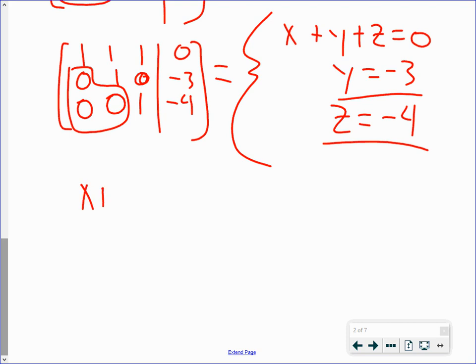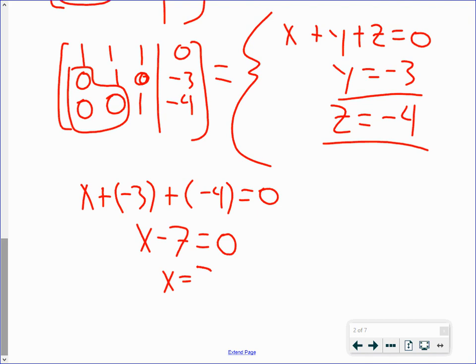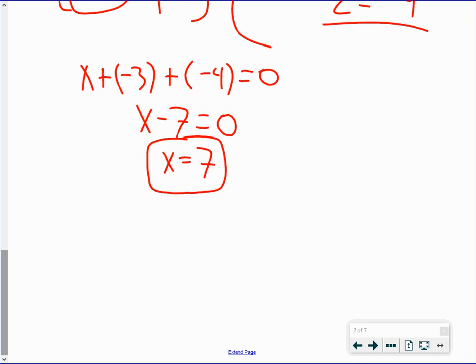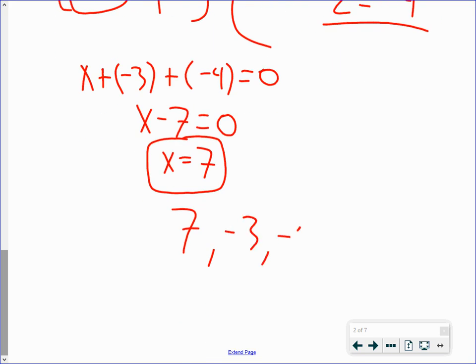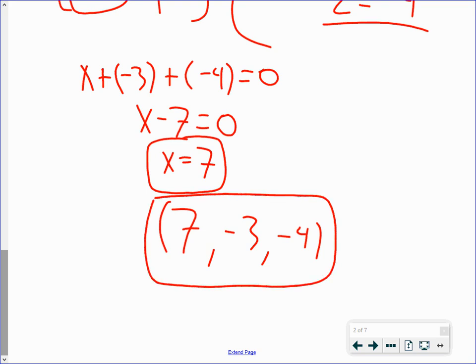So we know x plus our y value, which is negative 3, plus our z value, which is negative 4, is all going to equal 0. Negative 3 plus negative 4 is negative 7, so x minus 7 equals 0, or x equals 7. And that's my x value. So I also have my y value and my z value. So I can go ahead and rewrite my numbers into an ordered triple. So it's 7, negative 3, negative 4. And this will be my final answer. Remember, you need it in an ordered triple.